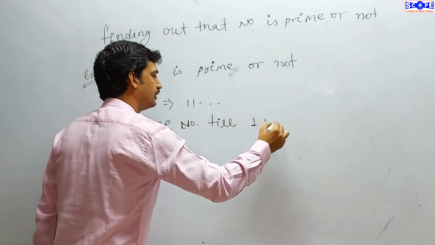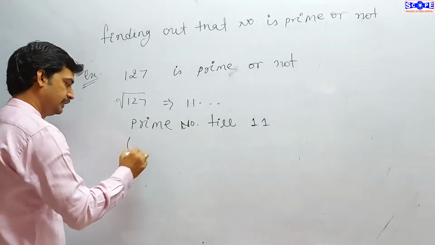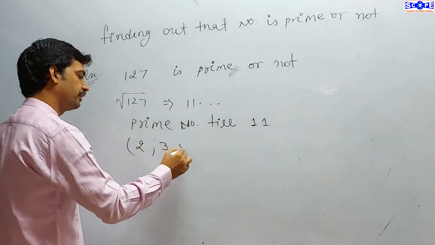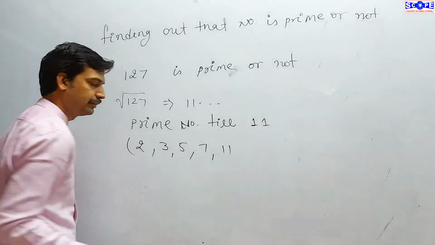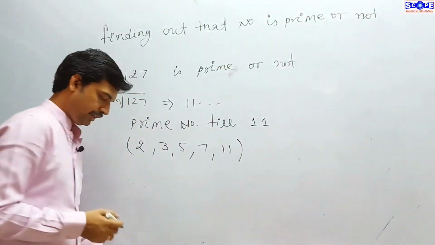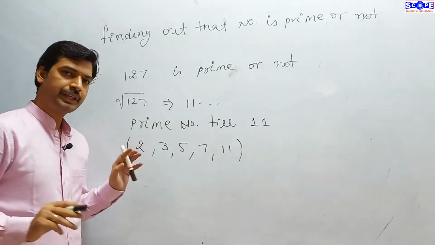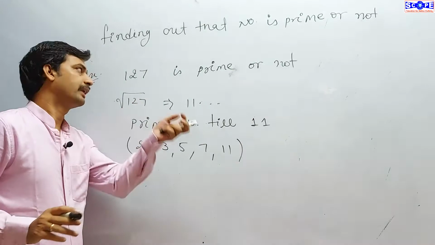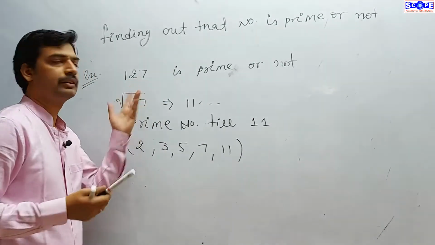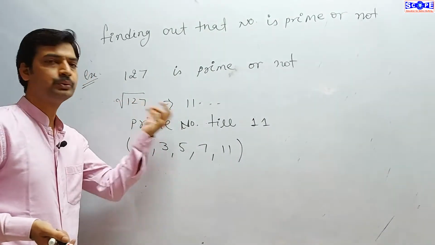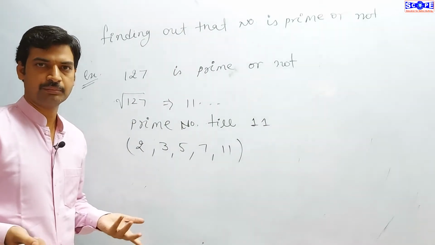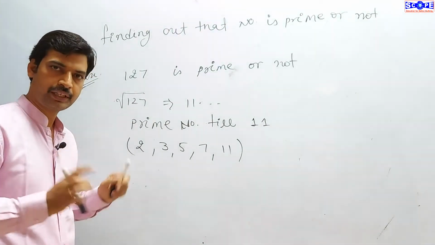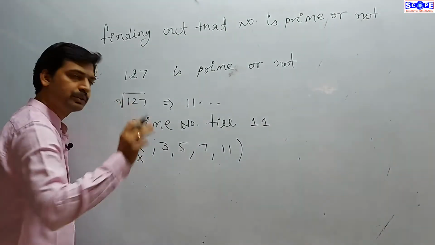till 11. Primes till 11 are 2, 3, 5, 7 and 11. Now check out. You need not divide it by 2 anytime, because if the number is even, you need not do anything, because an even number is not prime except 2. Clear? So it is not divisible by 2 also.